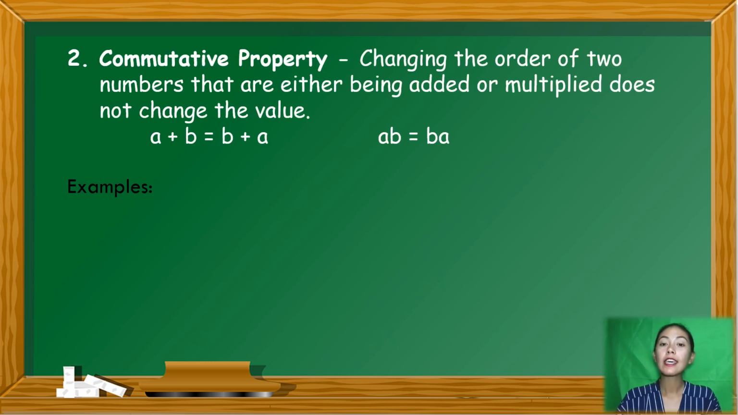The next property is the commutative property. It states that changing the order of two numbers that are either being added or multiplied does not change the value. The commutative property is applicable for addition and multiplication. For example, in addition, a plus b is equal to b plus a. And for multiplication, a times b is also equal to b times a.